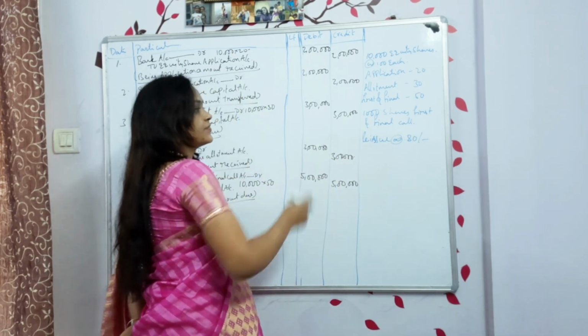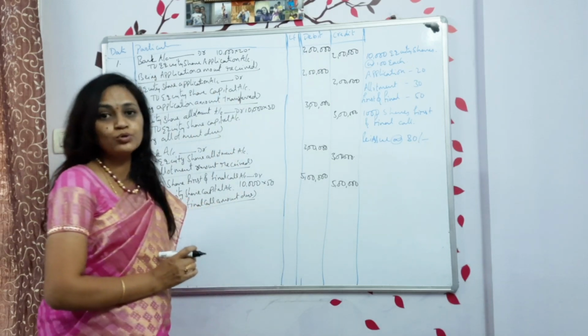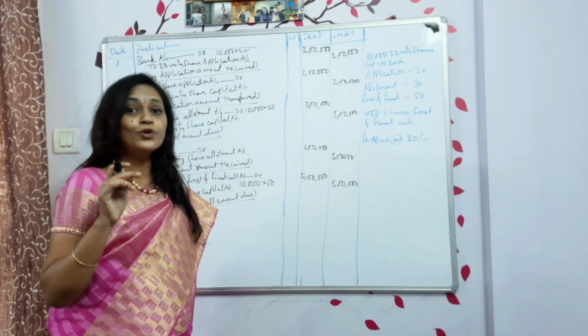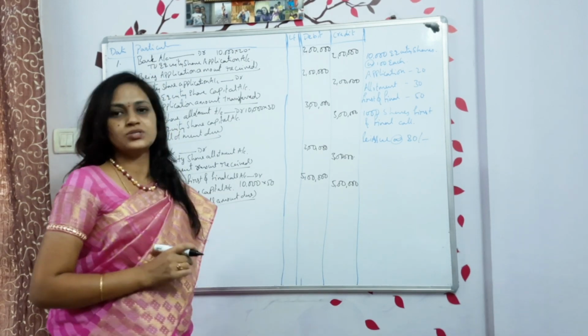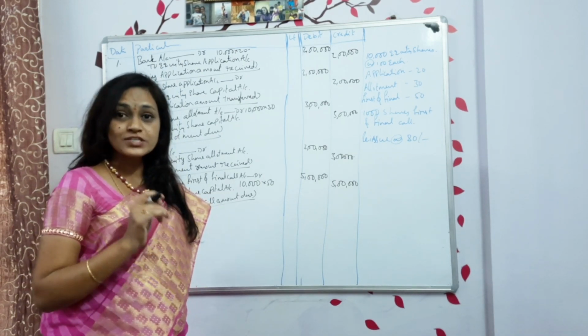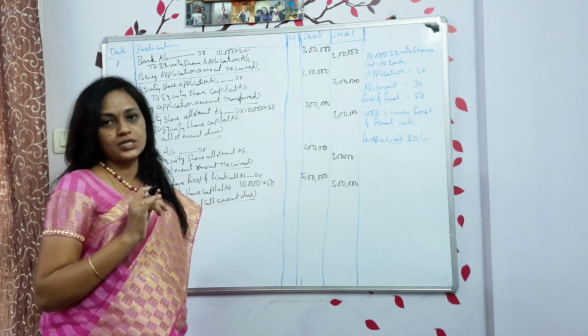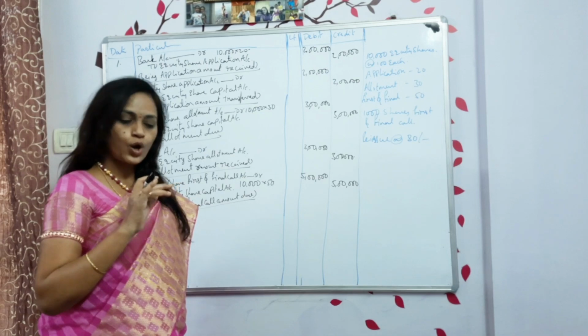Now, for receiving the amount, do you receive the total amount? No. 1,000 shares we have not received. That means you have received only 9,000 shares. Right? We have received only the amount of 9,000 shares. Right? 1,000 we have not received.